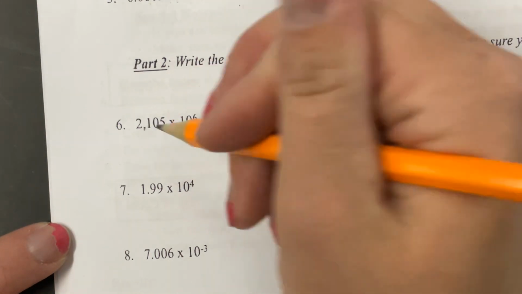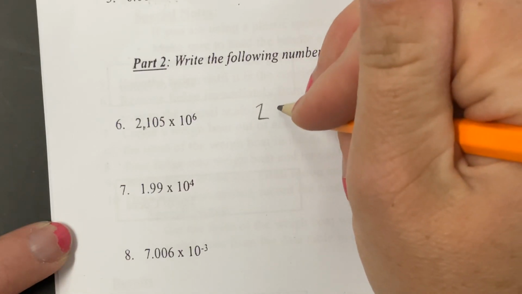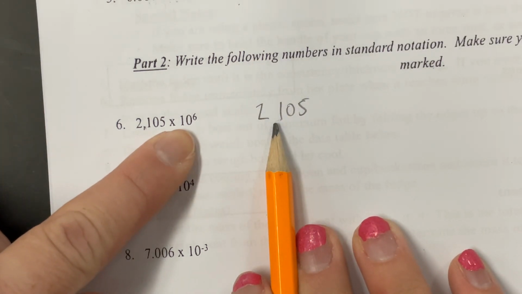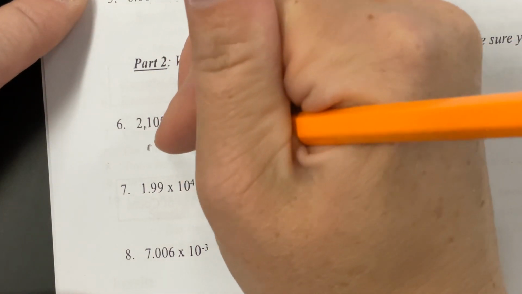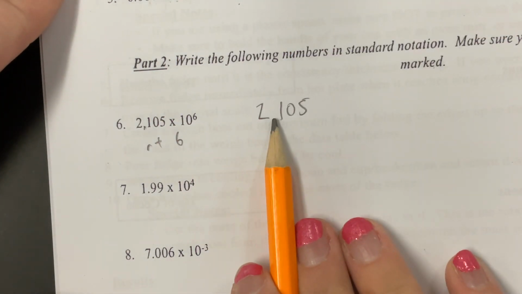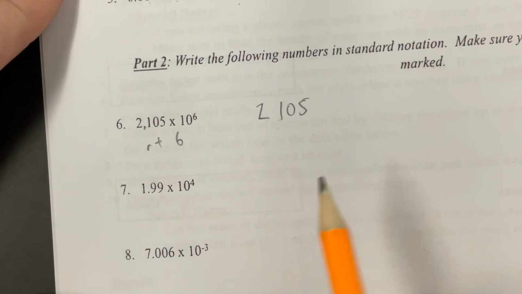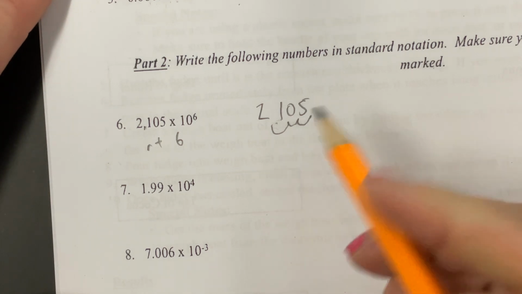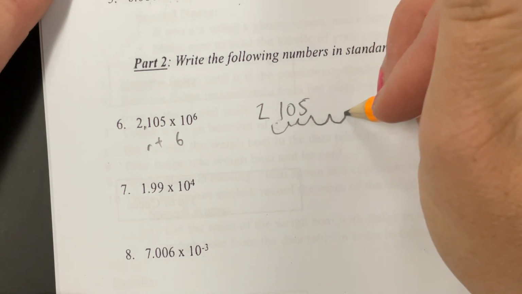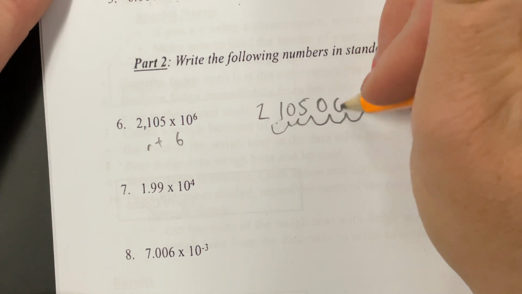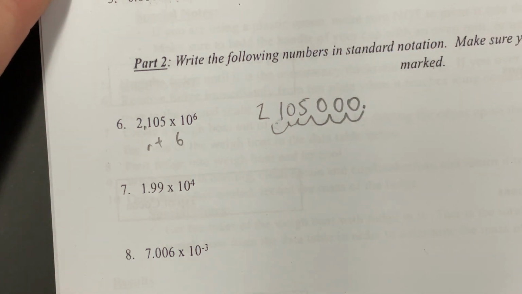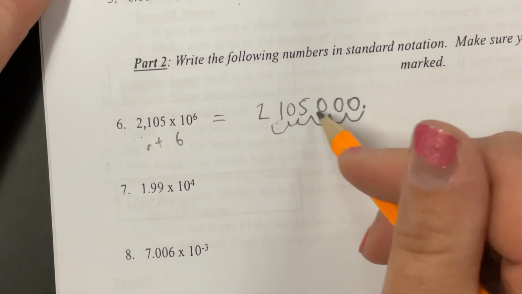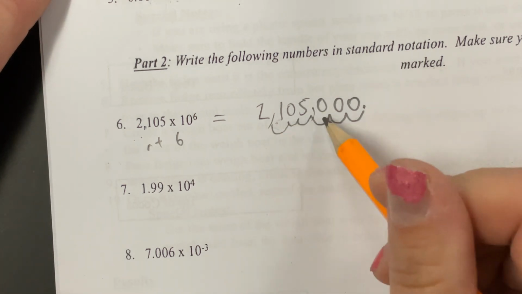Right now the decimal place is after the 2. And that 6 as an exponent means that I need to move that decimal place right 6. So I'm going to take that decimal place and move it right 1, 2, 3. That gets me to right after the 5. And then I'm going to do 4, 5, 6. And I'm going to add those zeros back in now. So this number in standard notation is going to be 2,105,000.